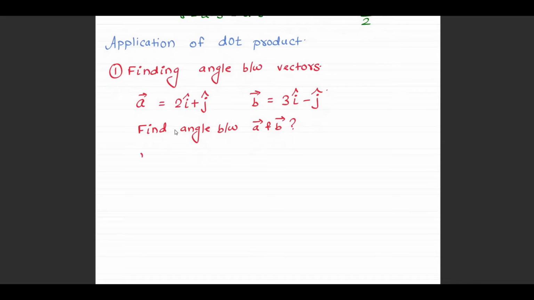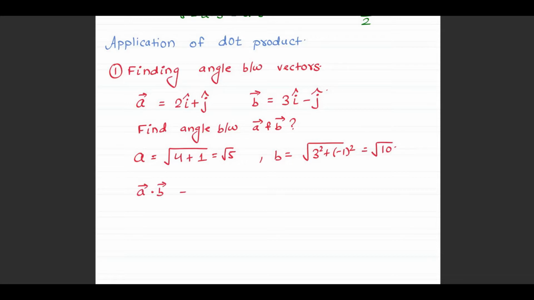So what I can do is, I know magnitude of A will be root over 2 square plus 1 square, that is root 5. Magnitude of B will be root over 3 square plus root over minus 1 square. So that will be root 10. I can write A dot B as AB cos theta.